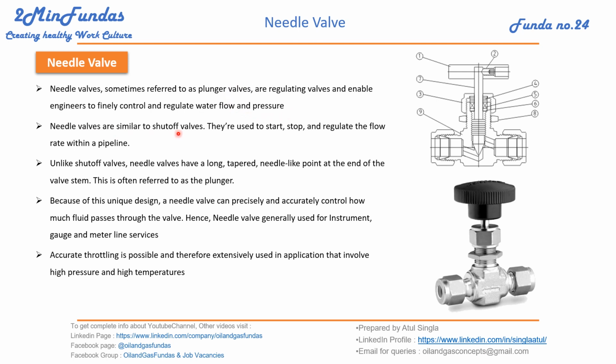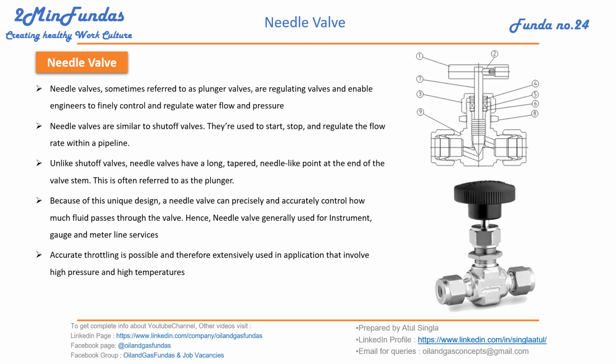Needle valves are similar to shut-off valves. They are used to start, stop and regulate the flow rate within the pipeline. That's why it is under this regulation category. Unlike shut-off valves, needle valves have a long tapered needle-like point at the end of the valve stem. If you see here, we have a needle type point at the end of the valve stem. This is often referred to as the plunger. We call it plunger.